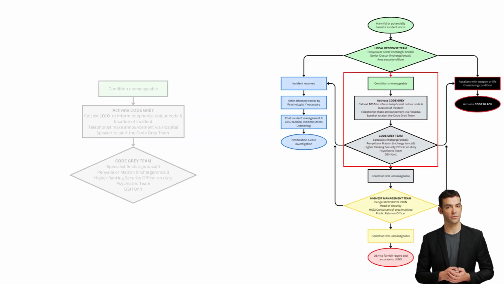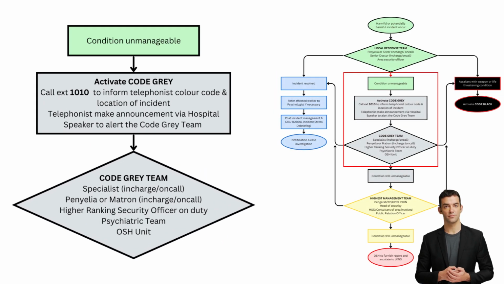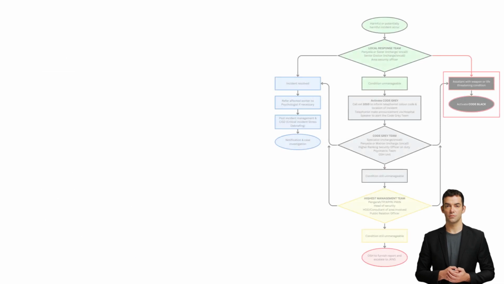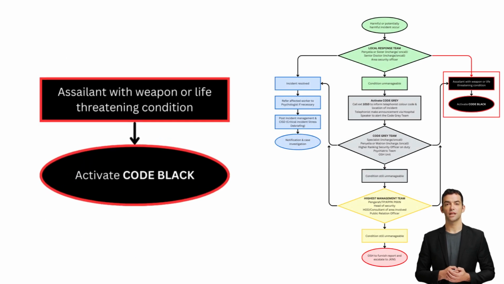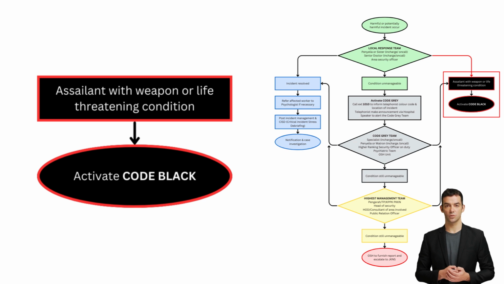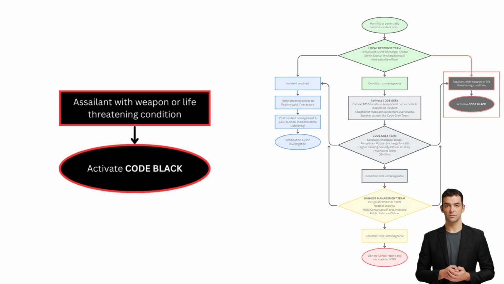Second, local response team unable to manage situation. If the local response team is unable to handle the situation effectively, it is time to activate code gray. This ensures that additional resources and expertise are mobilized to address the escalating situation. Third, weapon involvement. If the patient or assailant escalates to using a weapon or threatens to use physical violence, code black is activated, signaling an even more serious threat requiring immediate action.